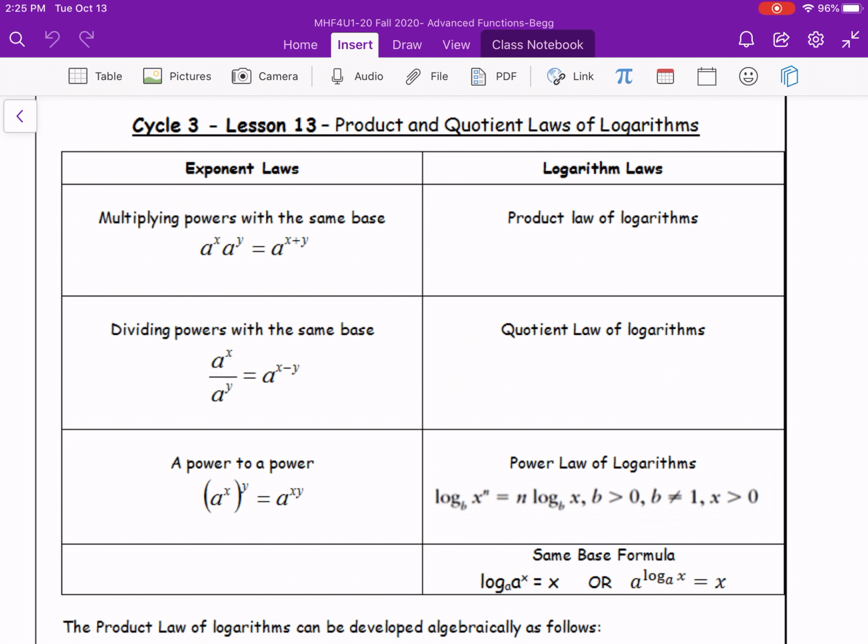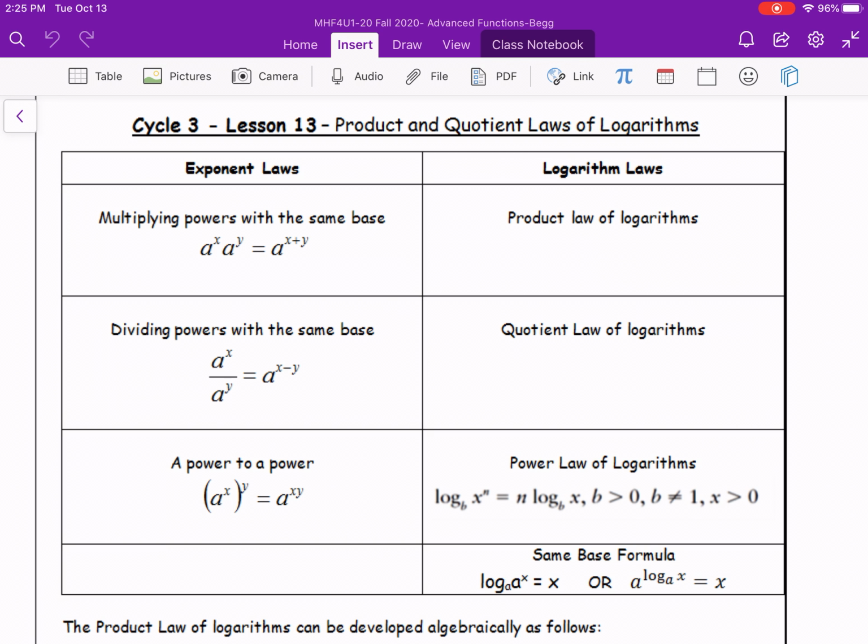In lesson 13, we're going to start looking at some more laws of logarithms. We've already seen a few. In particular, today we're looking at the product law and the quotient law of logarithms. Remember, logarithms are just another way of thinking about exponential relationships.